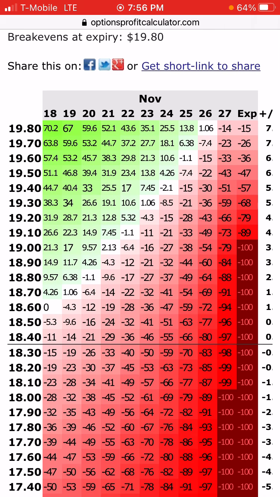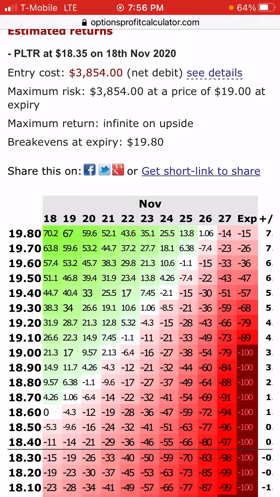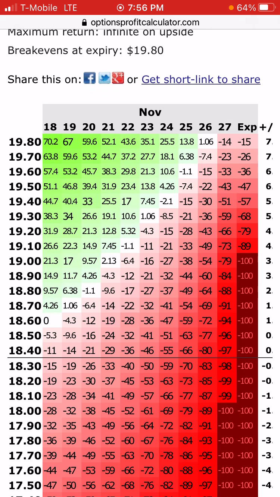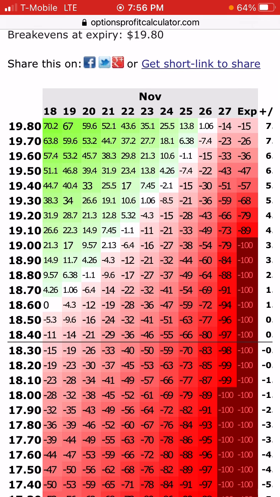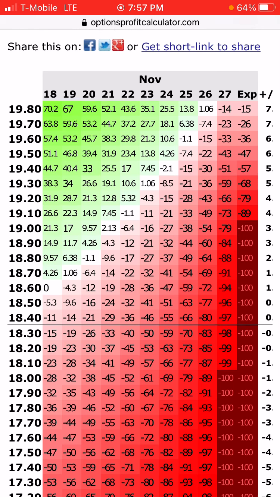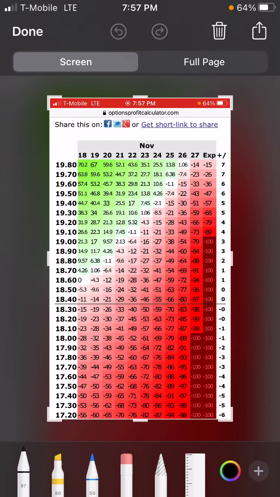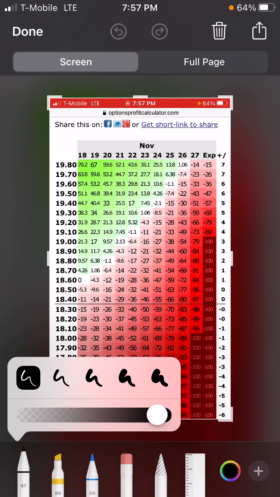This is where the misconception happens. So what happens with the misconception is that people think that once it hits 19.80, you start making your profit. But since the option is not expiring tomorrow, there's still more value to it, so it keeps moving. And I put it at the 27th, so it expires on the 27th. So let's just do this real quick. Let's screenshot this right here. Let's edit this with the markup pen.